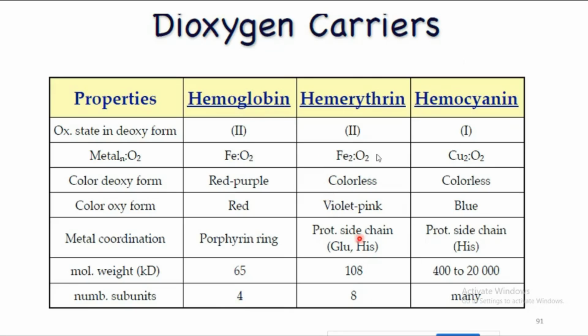Hemoglobin is a tetramer, but hemocyanin is an oligomer, a cluster. It is not like hemerythrin or hemoglobin. Many hemocyanin molecules connect together and form the cluster form. That is the main reason they have a large Hill coefficient.